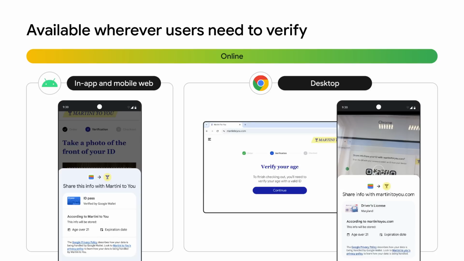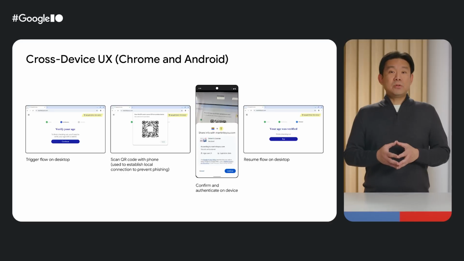The API is available to your Android apps through the Credential Manager Jetpack library. It's also available on Chrome on mobile web and on desktop via Origin trials. And it will soon work cross-device, providing a seamless experience between Chrome on desktop and your Android device. To learn more about how to get started with the Digital Credentials API, please watch the Chrome session on authentication and identity.